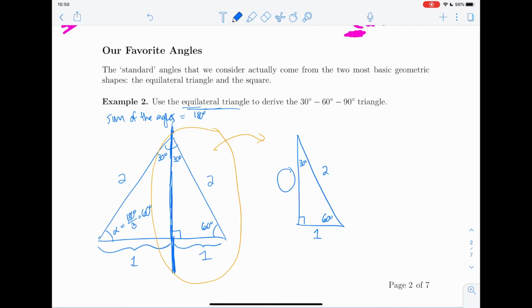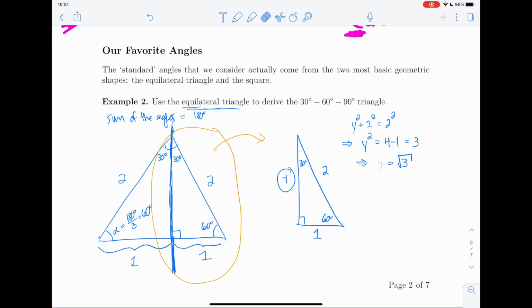And this is where the Pythagorean theorem comes in clutch. Because if we call this our missing height, I don't know, call it y, then what we know is that y squared plus 1 squared is equal to 2 squared. That's the Pythagorean theorem. And that will imply then that y squared is equal to 4 minus 1, which is 3. And therefore, once we take the square root, we get y equals the square root of 3.